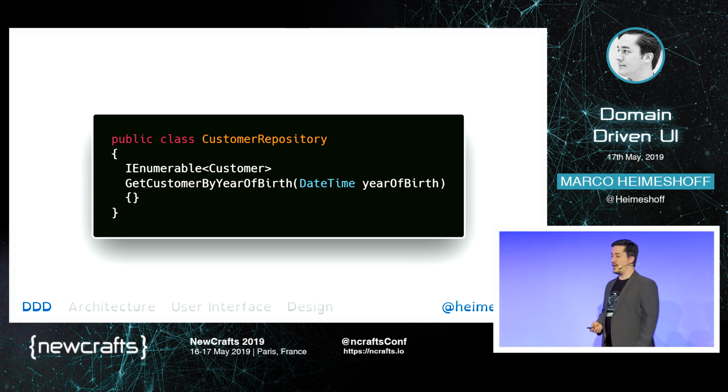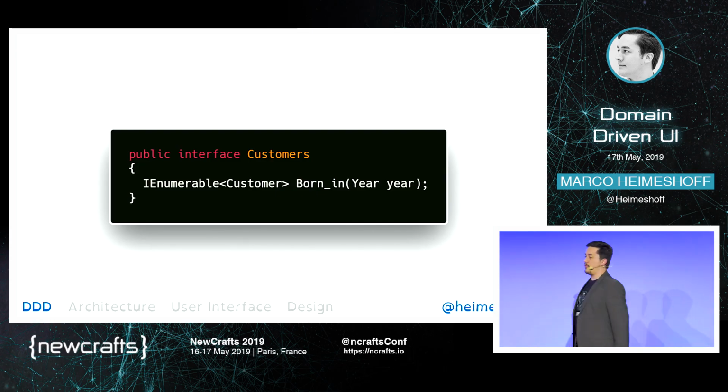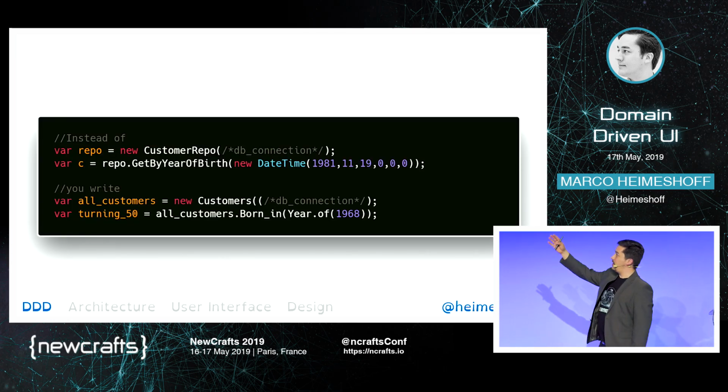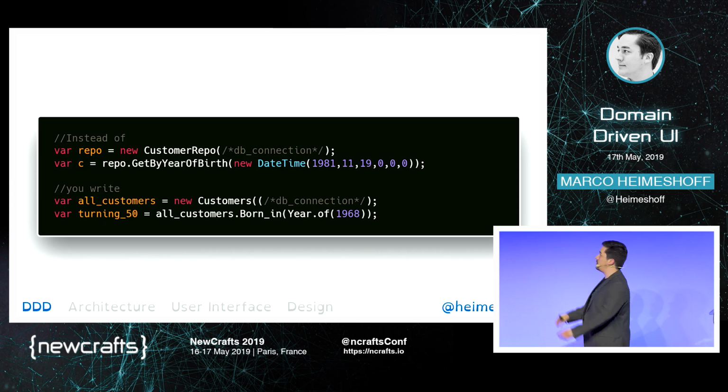So what we actually want to have is customers born in, and we don't have primitive data types in our domain. There is no int. There's a year. So we build our own constructor, a factory function that's called year of, and then we can build code like this. Instead of saying a repo is the customer repo and then c is repo get by year of birth, new date time with some numbers, we now can say all customers turning 50 is all customers born in year of 1968.